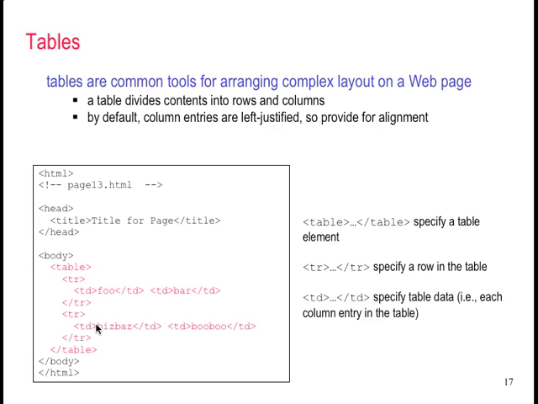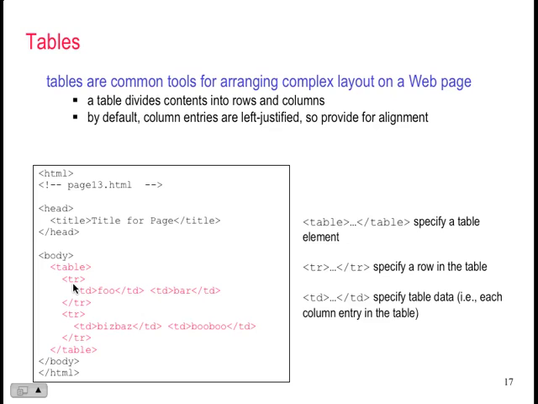Last but not least for today, well, actually, we've got a little bit more time. Tables. Tables are an important concept. We have the table start and the table end. The only thing we've seen similar to this was the definition list. But tables we use a lot of. It's a common tool for arranging text layout. Tables divide content into rows and columns, as you've probably seen before. By default, column entries are left justified, but you can provide for alignment.